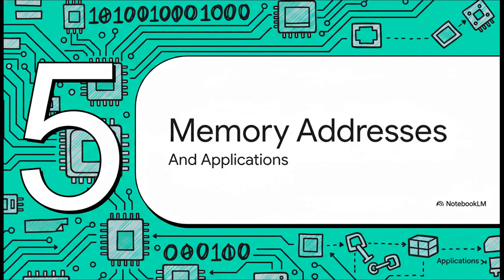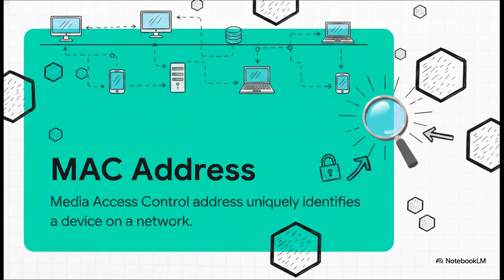Section 5, Memory Addresses and Applications. So the crucial point here is understanding how all these raw ones and zeros actually translate into functioning computer architecture. You will almost certainly see a question about MAC addresses. Media Access Control addresses are prime real estate on the exam. They're typically represented in hexadecimal, like the example from the papers, 97-5C-E1. A MAC address uniquely identifies a specific device on a network. It is the perfect example of why programmers use hexadecimal.